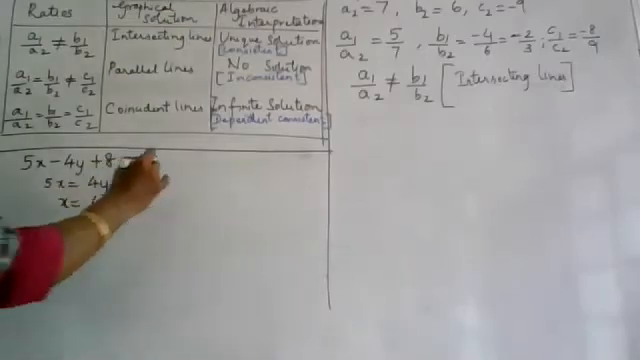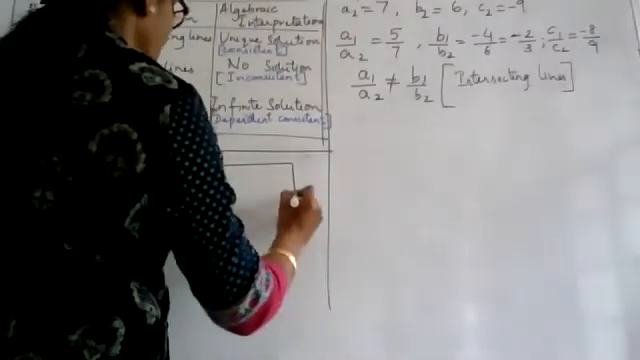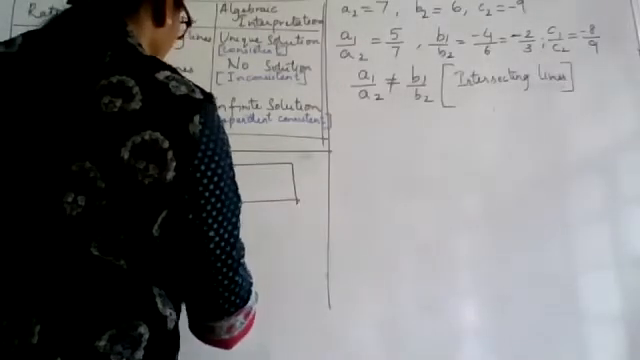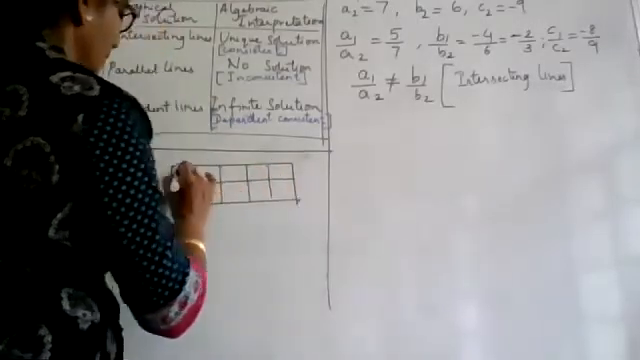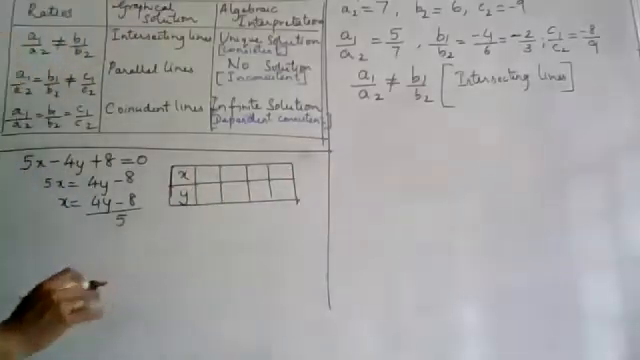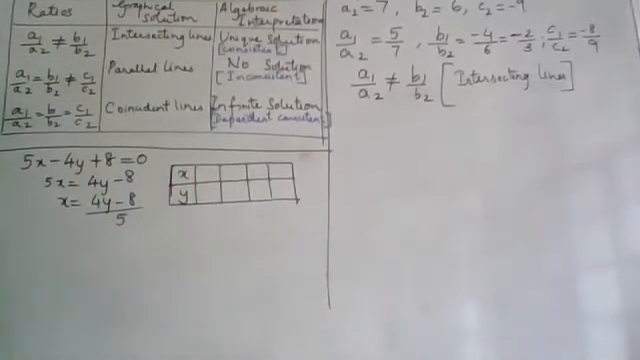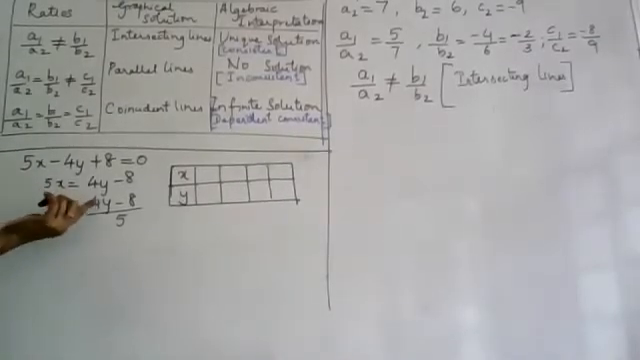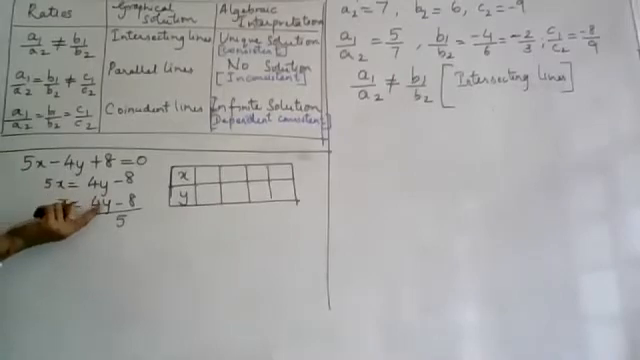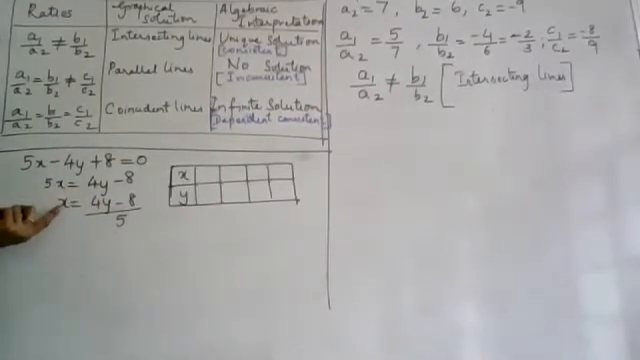Alright. Now I create the table for that. Here I told you you want at least 3 ordered pairs to find the solution. Minimum is 3. But if you can smartly get 4, it is always good. But not less than 3 ordered pairs. So what I should do, I have taken x in terms of y. So I should give values for y to find out the value of x.